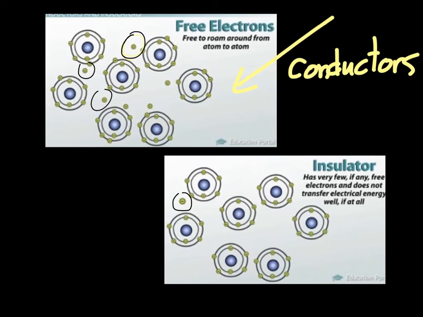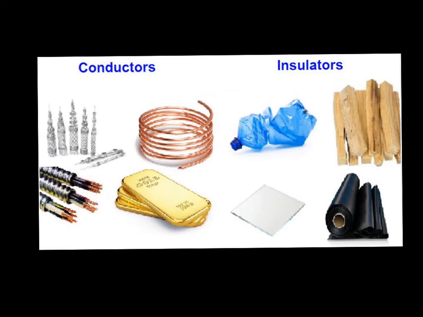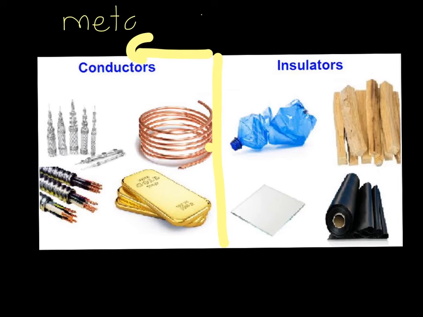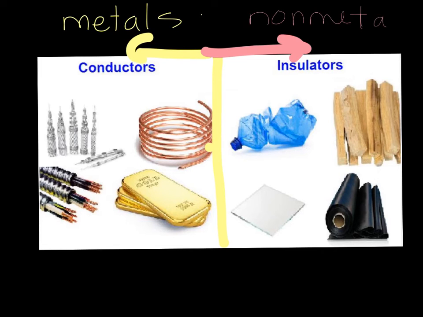So what kinds of things make good conductors and what kinds of things make good insulators? There is no perfect rule for figuring this out for a beginning student, but generally speaking, conductors, which you see on the left-hand side, are metals. And insulators, generally speaking, are nonmetals. Again, this is in general.